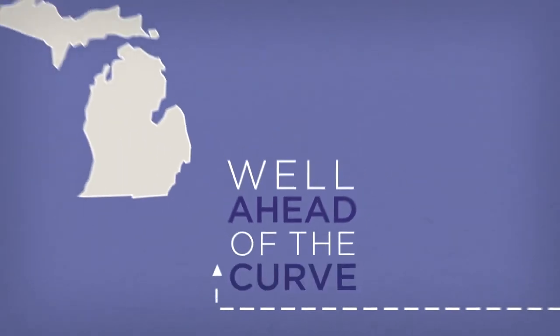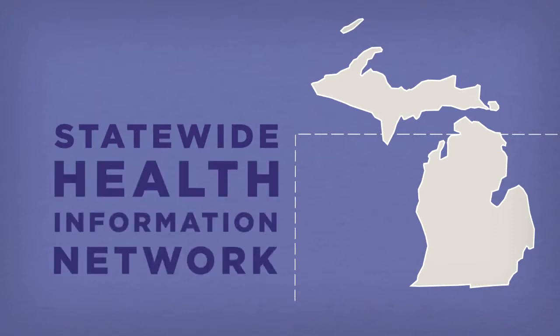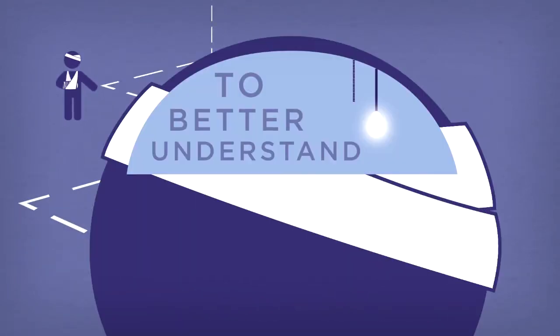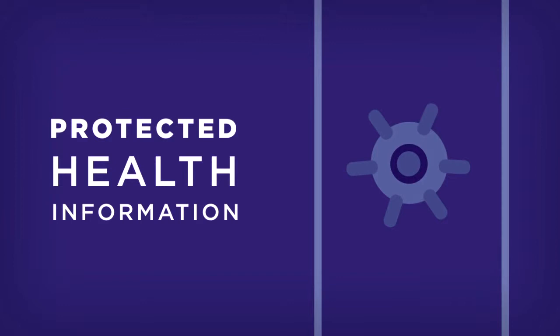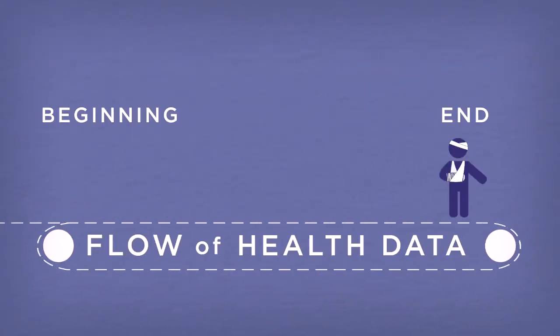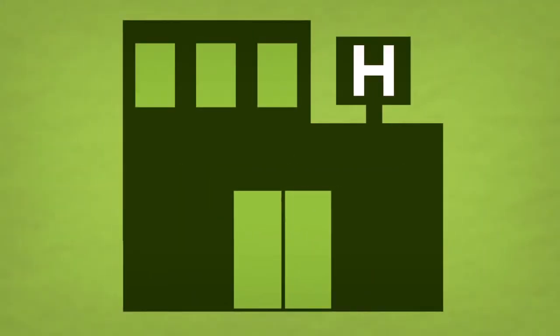Michigan is well ahead of the curve in its creation of a statewide health information network, which will allow health information data to securely follow a patient wherever they go. To better understand the sharing of protected health information, let's follow the flow of health data through the network from beginning to end. The process starts when a patient visits a healthcare provider's office or hospital.